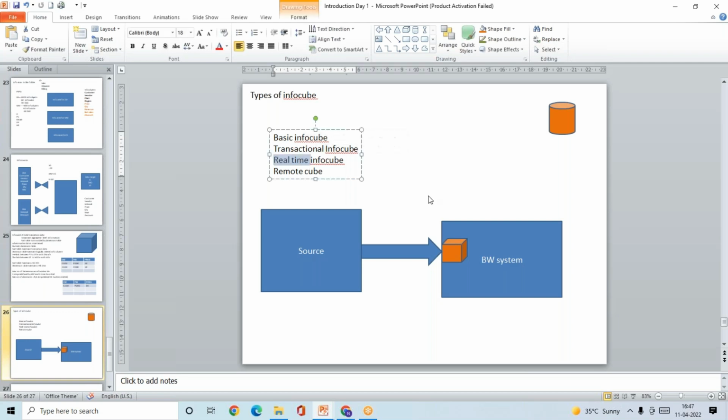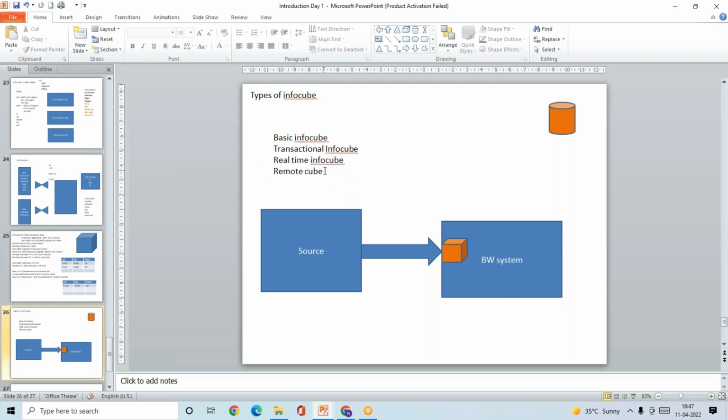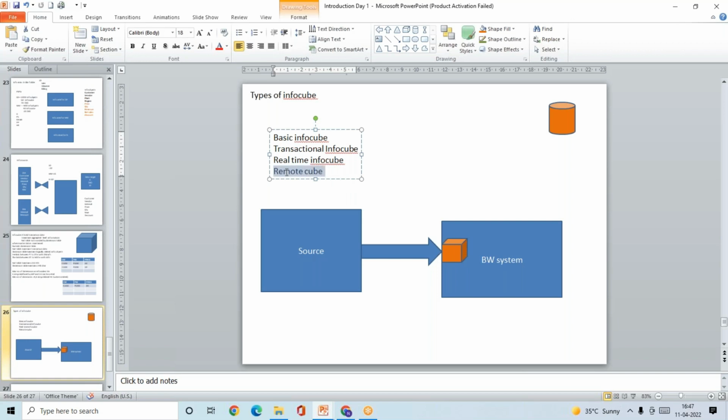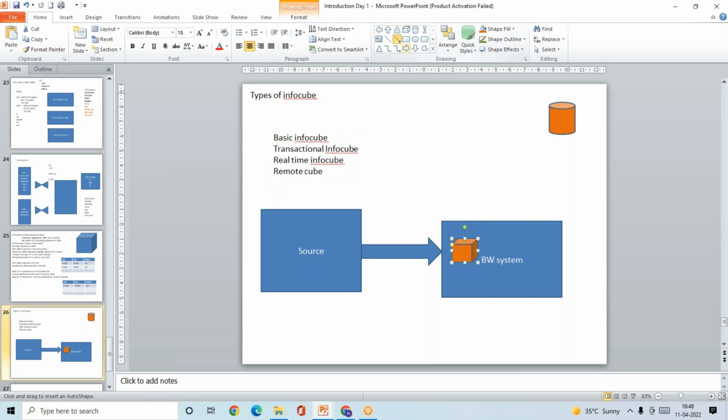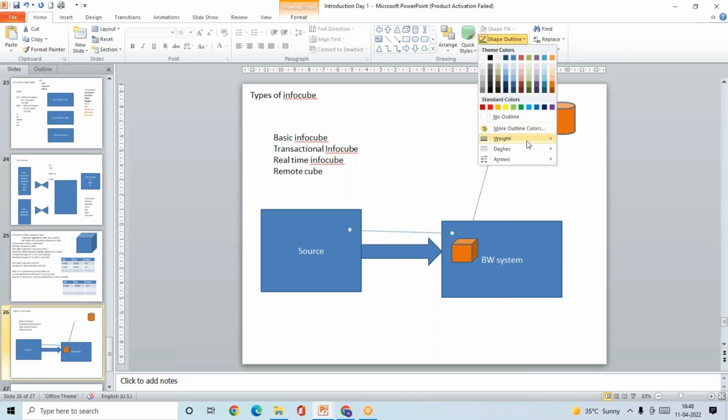Real-time InfoCube means the data is not physically stored here. That is part of the remote cube. What do you understand with the term remote cube? Remote cube means the data is not physically stored in the BW system. When I generate the report on this InfoCube, at that point of time, the data will be extracted from the source system.